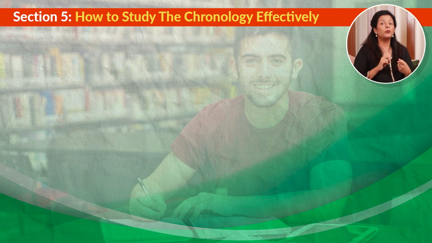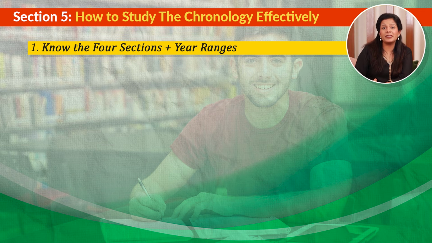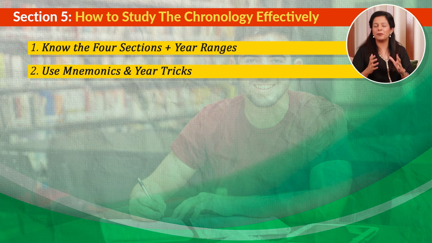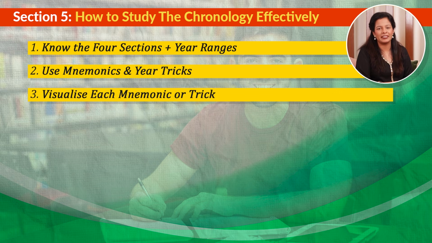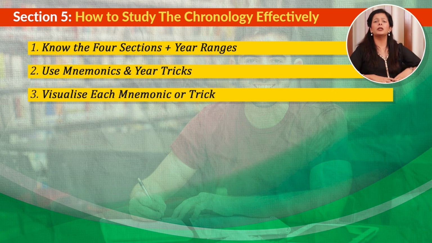Friends, let's now go over how to study Shakespeare's chronology with ease. Just follow a simple strategy. First, remember the 4 sections and their year ranges. That's your foundation. Next, use the mnemonics and year tricks we shared for each section. If needed, make your own memory phrases. Your personal touch works even better. Lastly and most importantly, visualize and imagine. Associate each mnemonic with a story, a scene, or even a personal memory. When you turn facts into images, you remember them for life.